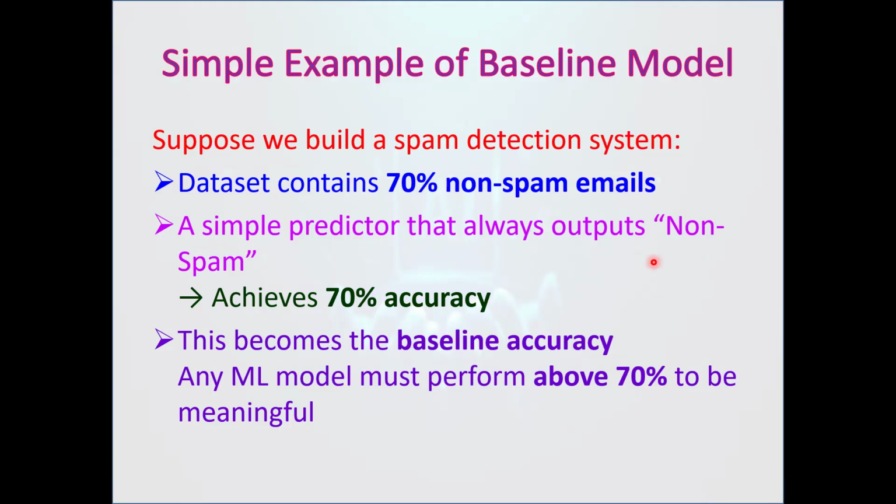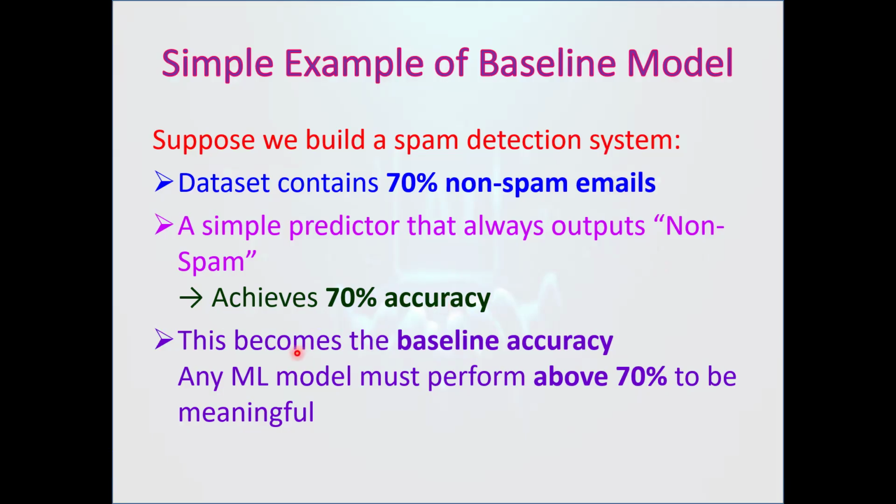Next, a simple predictor that always outputs non-spam. That means if we create a trivial predictor that labels every email as non-spam, it will automatically be correct 70 percent of the time. This model does not learn anything from the data, yet it still achieves relatively high accuracy because of the imbalance.